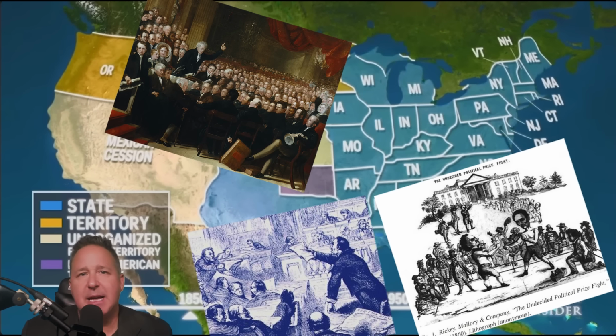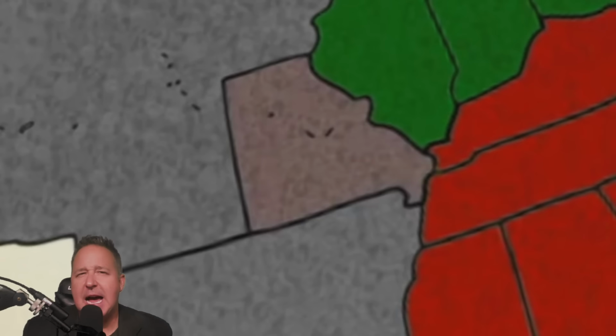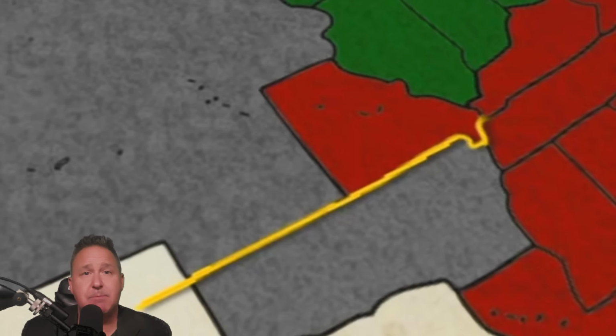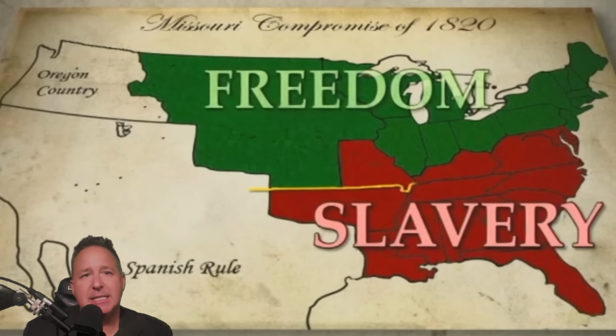Here's a quick timeline you need to know. The Missouri Compromise of 1820. A line was drawn in the Louisiana Territory, and north of the line, slavery was banned, except in Missouri. That was an early attempt to balance free and slave states.